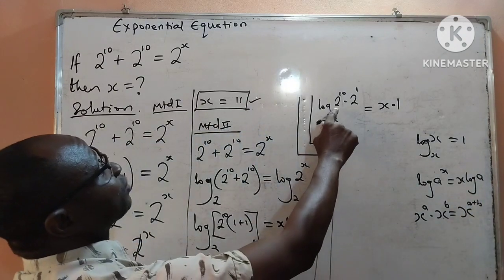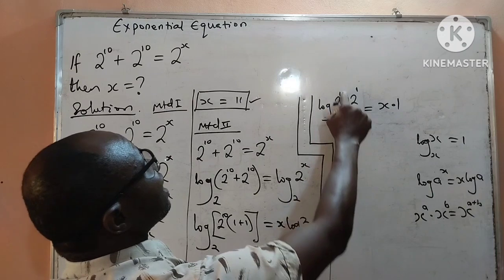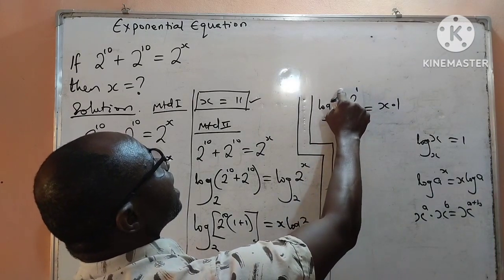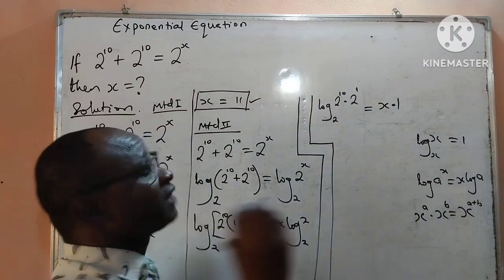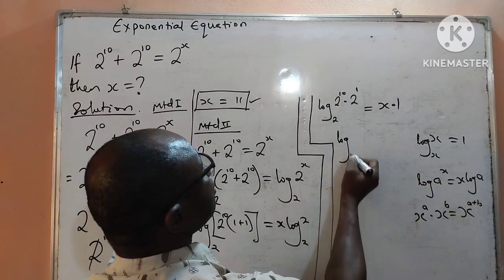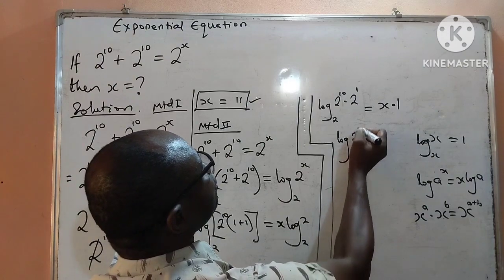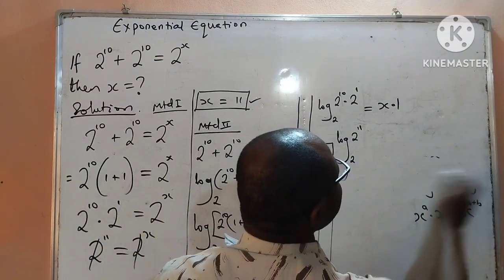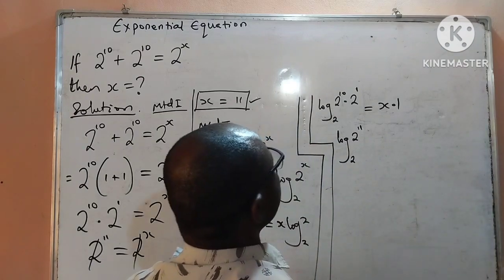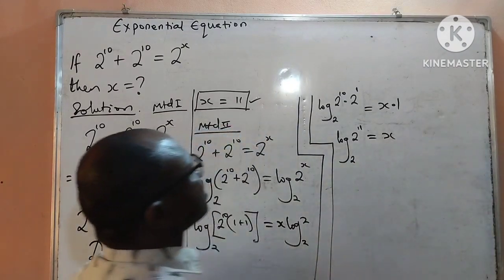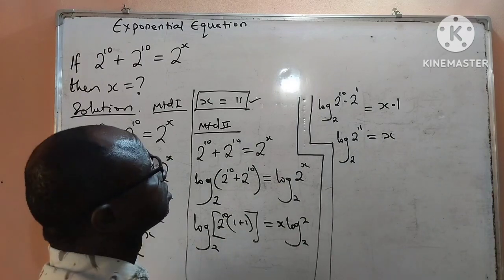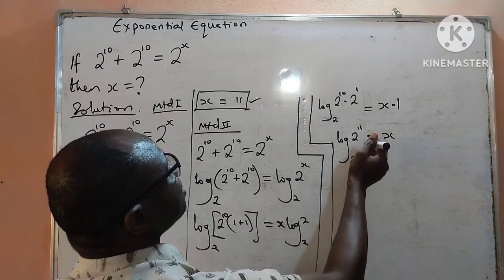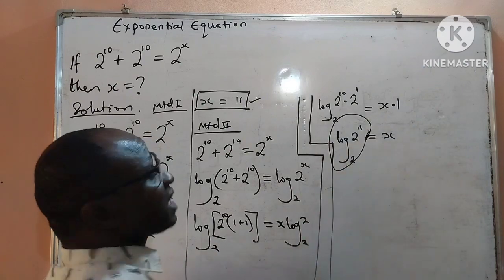So that means that 2 raised to power 10 multiplied by 2 raised to power 1 is going to be equal to 2 raised to power 10 plus 1, which is 11. So I now have the logarithm to base 2 of 2 raised to power 11. Now it is equal to x multiplied by 1, which by the right hand side is x. Our work is done. You can now see x is alone by the right hand side. Automatically it is equal to what is by the left hand side.